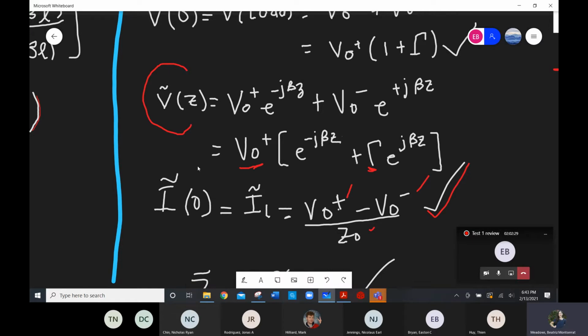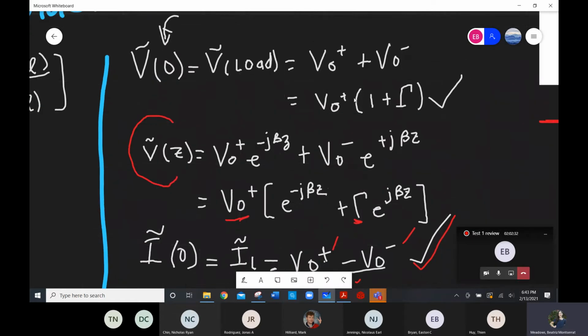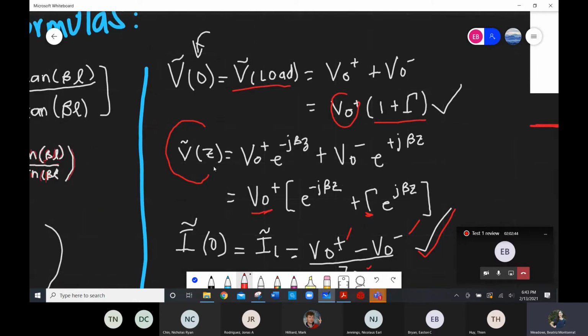So if he gives you a random voltage that is not V load, because solving for V0 plus with the V load is pretty easy, right? You just divide by this. Everybody sees that? If I'm given these and I want V0 plus, I just divide by this. It's basically the same for a random location, you're just going to divide by this term now, where you plug in that location with a negative sign, because locations are negative.